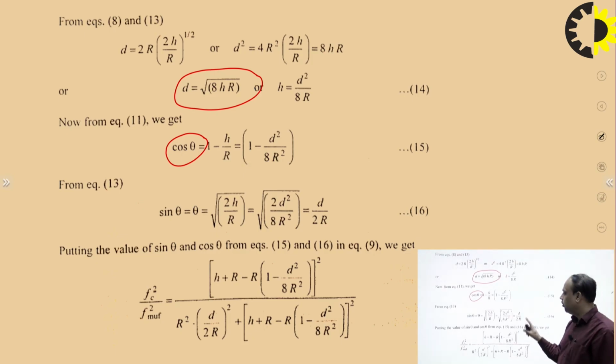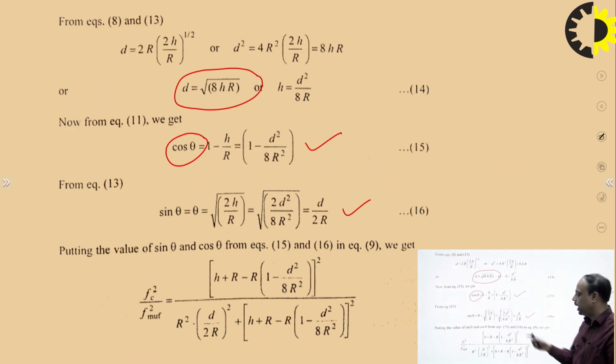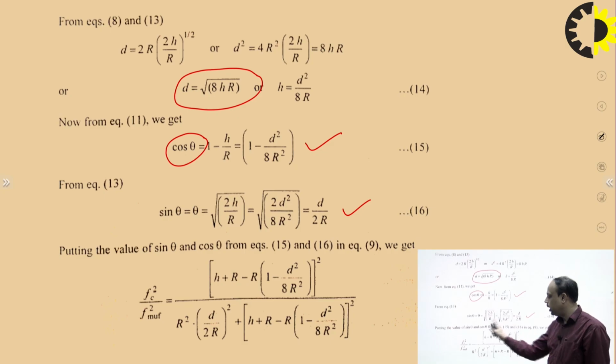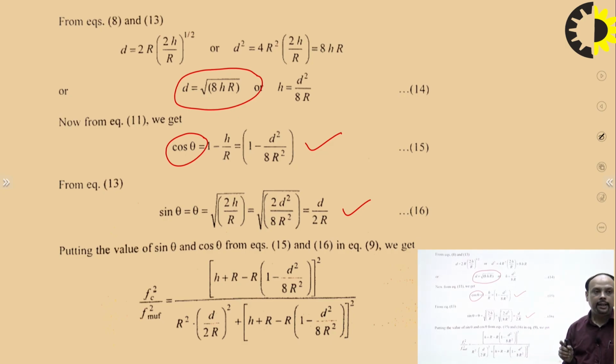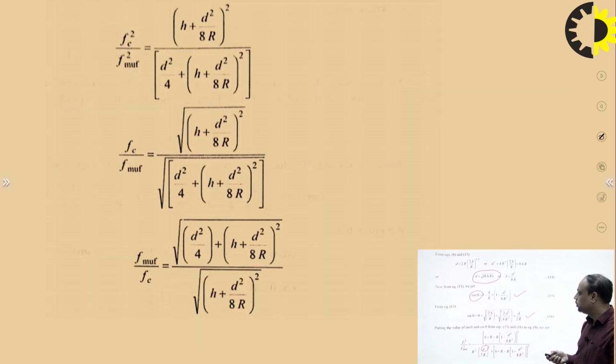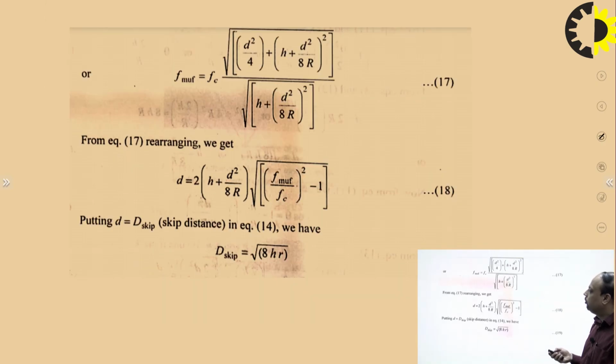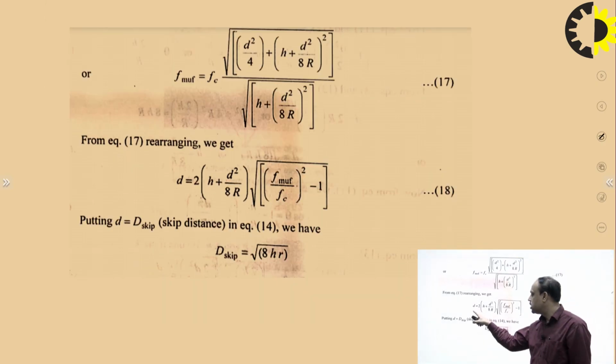Now we have the value of sin theta and we have the value of cos theta. If we put these two values of sin theta and cos theta in this equation, cos theta here and sin theta here, we find fc square by f MUF square in terms of the height of the ionosphere and the radius of the earth is equal to this, where this d is nothing but the skip distance in the case of the curved earth scenario. So if we calculate this by doing some mathematical adjustments, we find that the skip distance now becomes this.